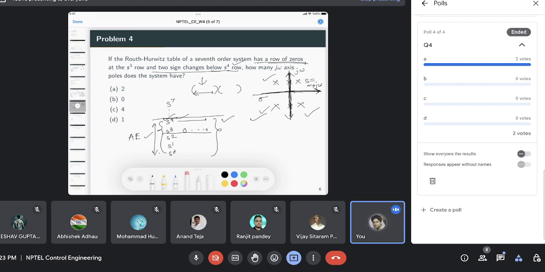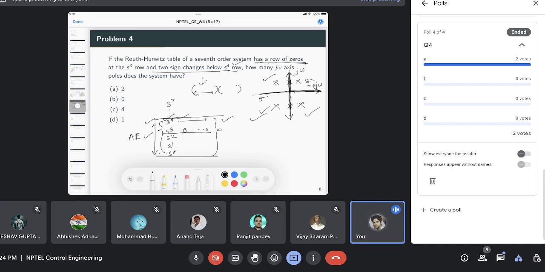Okay, so I think there is some confusion. Up to this it is clear, right? This S3 row is 0. That means your auxiliary polynomial should be of what order? Fourth order, right? Then for this routh table, whatever comes after this fourth row, you know how to proceed. You proceed from this fourth row, take the derivative, replace these zeros with the derivative coefficients, and then compute the routh table up to S0.